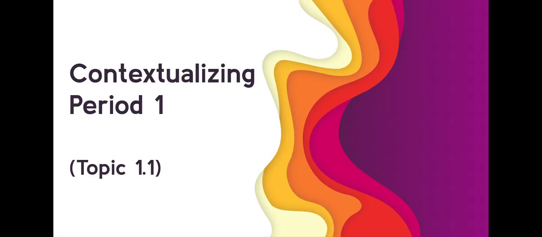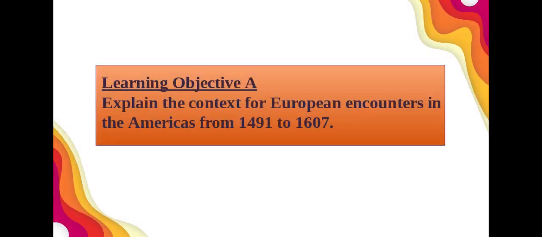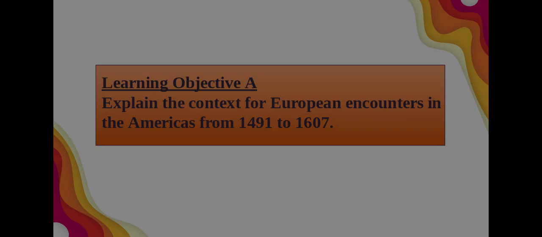If you're following along in the APUSH curriculum, this is called topic 1.1 and it's contextualizing period 1. So, your learning objective, according to the College Board, is to explain the context for European encounters in the Americas from 1491 to 1607. Each of your units will actually start off with a similar lesson. Each unit starts off with a contextualization topic.